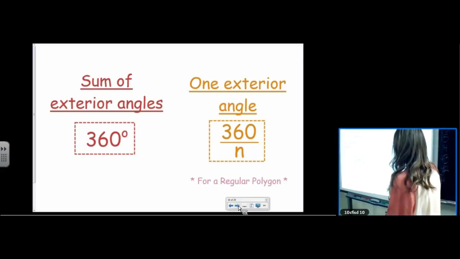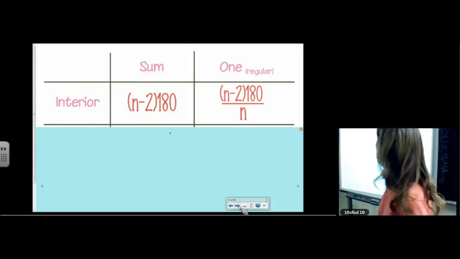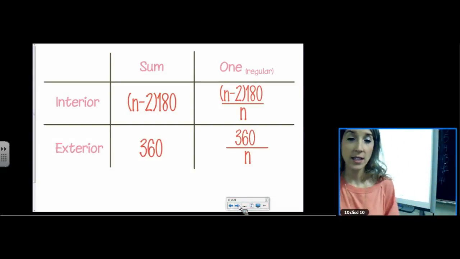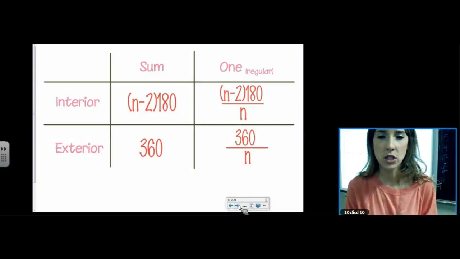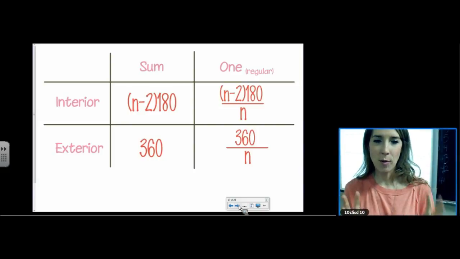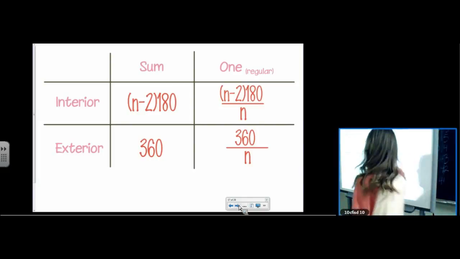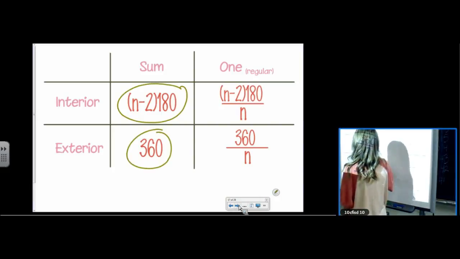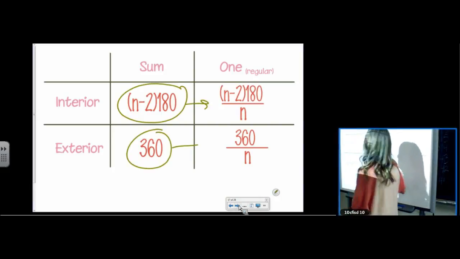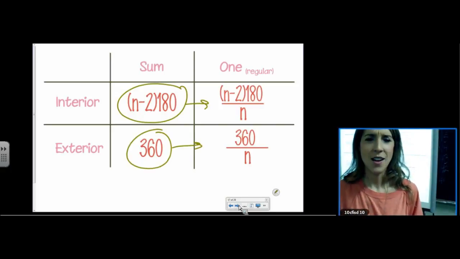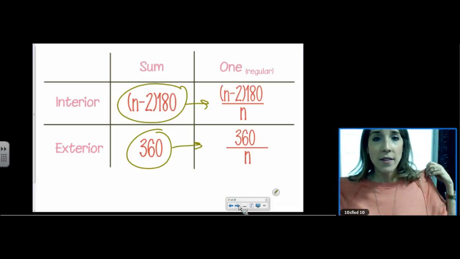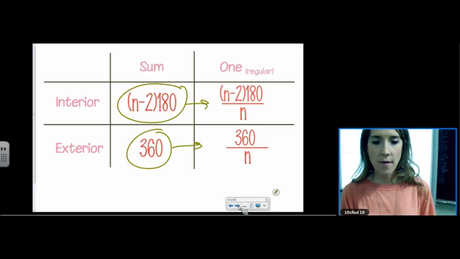Okay, let's put these formulas to use. So you have 4 formulas. You are not going to be given these on the quizzes and the assessment, so just make sure, really you only have to memorize two things. If you can memorize the sum of the interior and you can memorize the sum of the exterior, to create these two, you just divide by n. So you really only have to memorize two things. Memorize sum of interior and memorize sum of exterior.